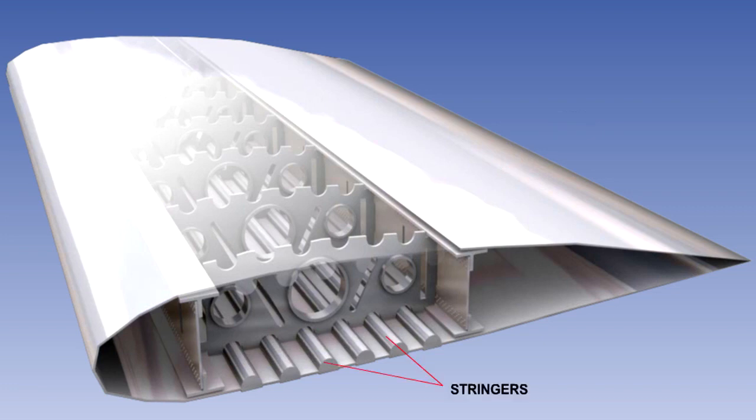Stringers are span-wise members which give the wing rigidity by stiffening the skin in compression. In most modern aircraft, they are formed by machining integral ridges into the skin.